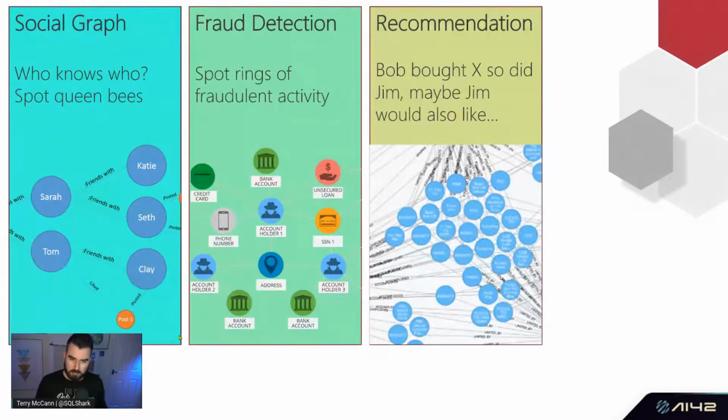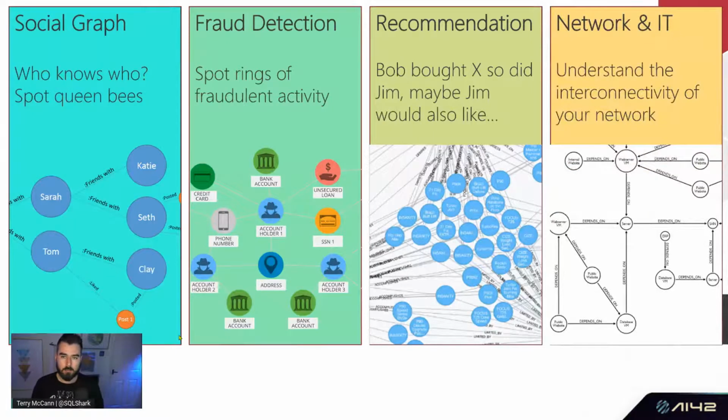It could be recommendations, right? You buy this book, your friend buys this book, maybe you'll also like this book, right? All based around this concept of triadic closure. We make triangles in a graph, okay? Or it could be used for network and IT. Again, super useful for understanding where you've got dependencies. Anywhere you have very highly connected data, graph-based processing is great for that.